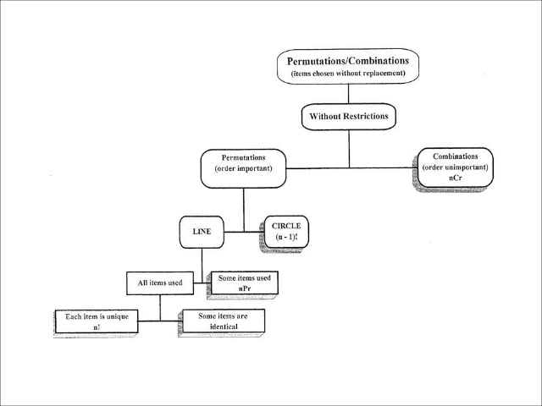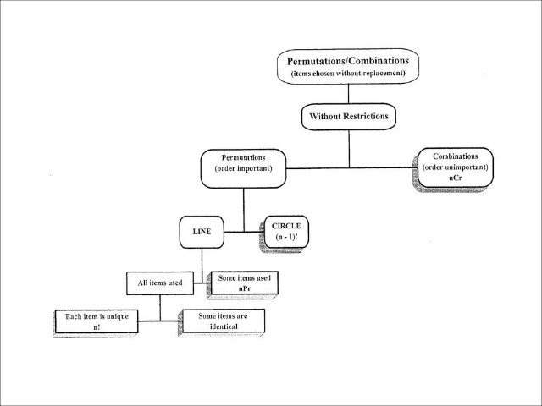Now, if they're without restrictions, then we know permutations is when the order is important, combination is when it's not important. Then over here, we talk about permutations. Is it in a line or is it in a circle? If it's in a circle, well, it'll be one less. And then some of the things we've looked at when they're in a line. Do we use all of the items or do we just use some of them? And when we just use some of them, that's where we introduce the idea of nPr. Well, they've used r here, we used k.